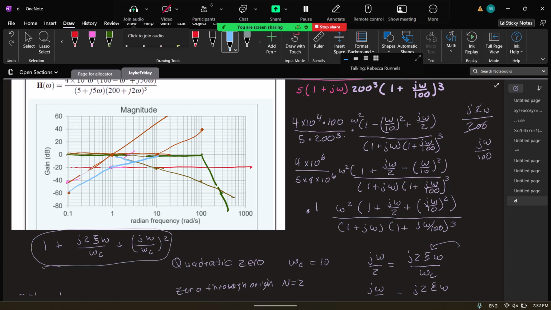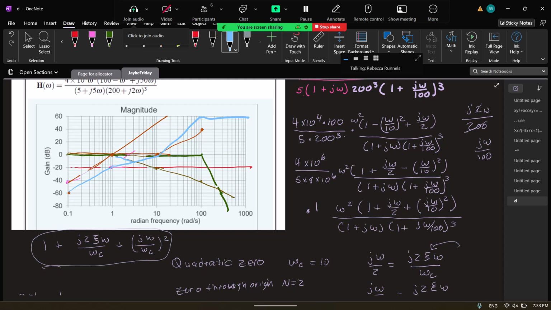And then when I get to 10, I now have a quadratic 0, which has a slope of 40. So now I'm going to add my slope of plus 20 to a slope of plus 40 to get me a slope of plus 60. So I'm going to go up to 60 until I get to 100. And then when I get to 100, I had a pole of order 3 that was minus 60. So minus 60 plus 60 gives me a slope of 0. Did that answer your question? Yeah.